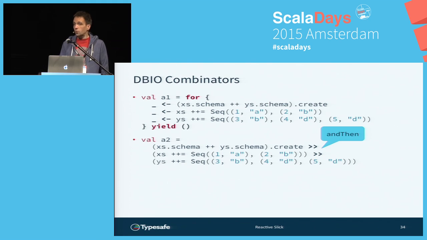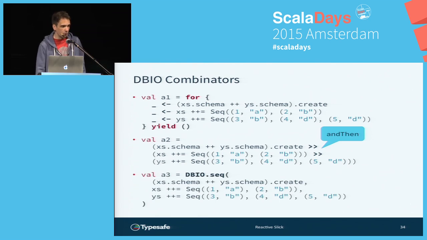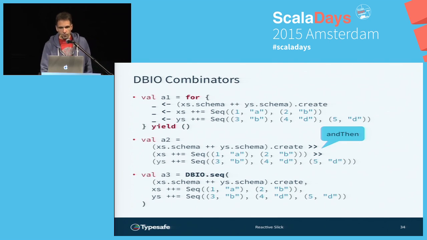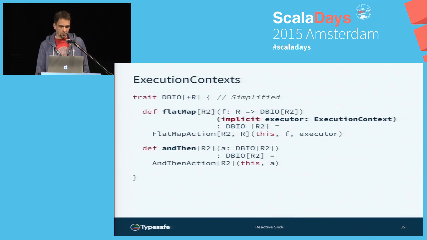If you don't care about the return value, you can go even further and use DBIO.seq, which just takes a varargs list of any kind of DBIO action and in the end returns Unit. That's very convenient for composing large numbers of operations. So why would you choose one or the other? Well, in general, what you want to do is pick the most specific one. In particular, use andThen or DBIO.seq instead of flatMap, because there's a performance difference here.